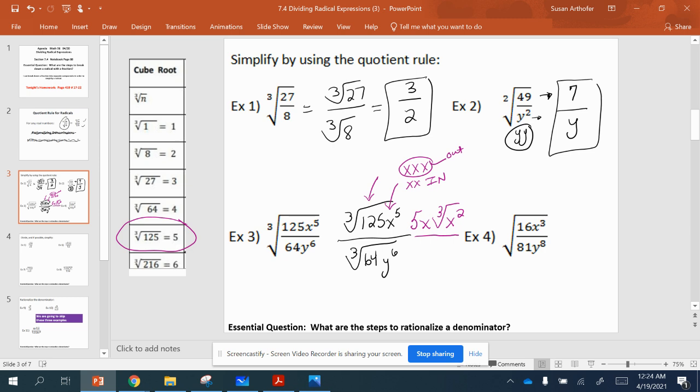On the bottom, cubed root of 64. It's worth 4. Out is 4. Cubed root of y to the 6th. Well, I know 2 y's are going to get out because if I draw 6 y's in sets of 3, out is y squared. And that's it. That's the answer.